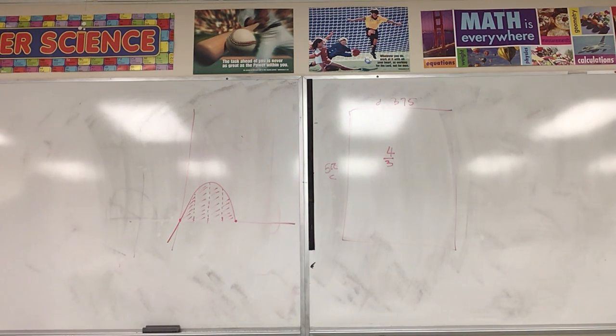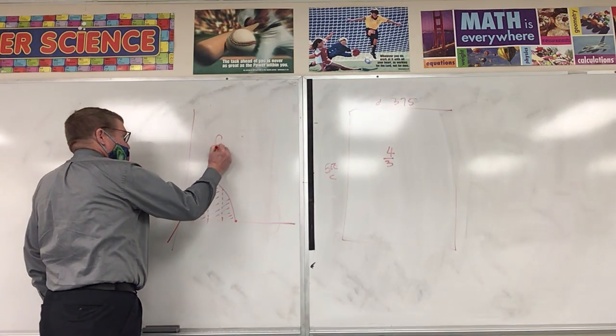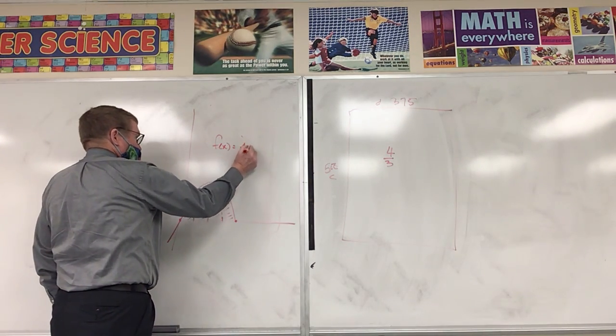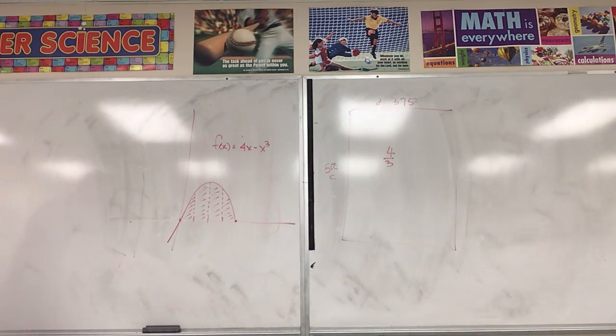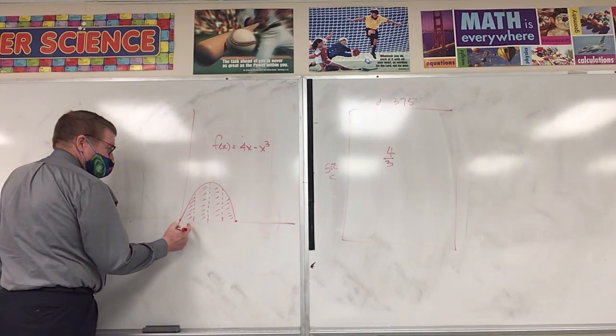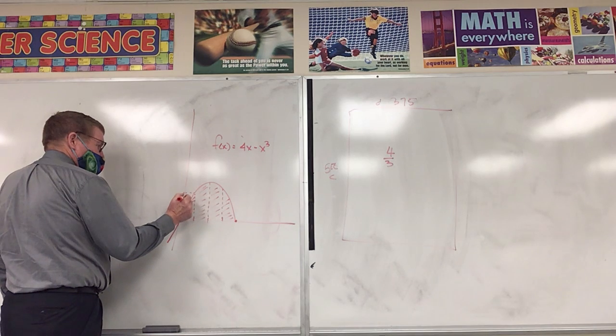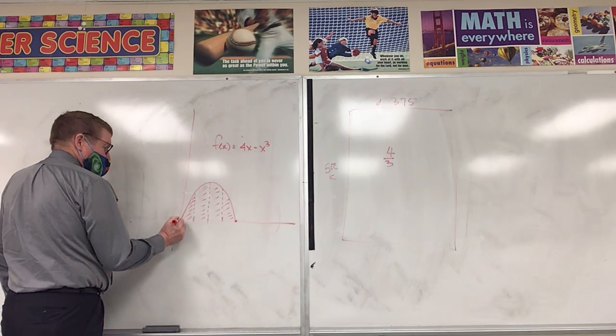Number 2, sketch the rectangles and compute by hand the area for the left RAM approximation. Remember, my equation here is f of x equals 4x minus x cubed. The width is 1/2, so therefore, rectangles.